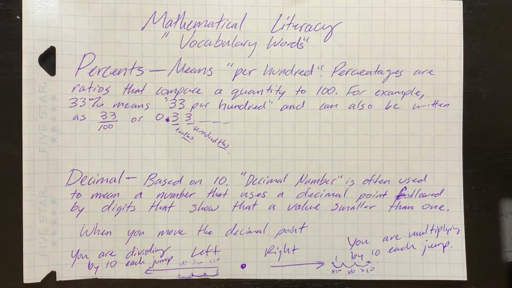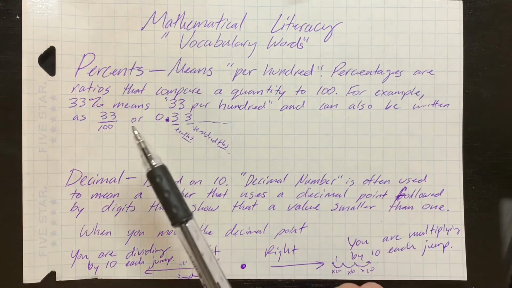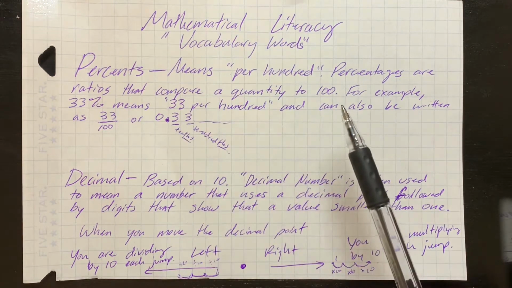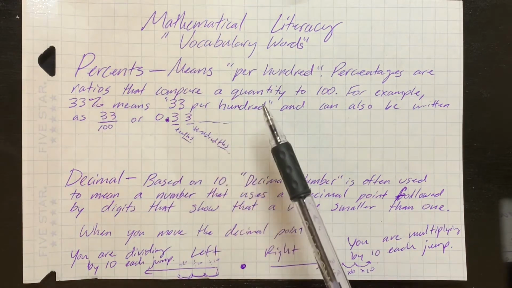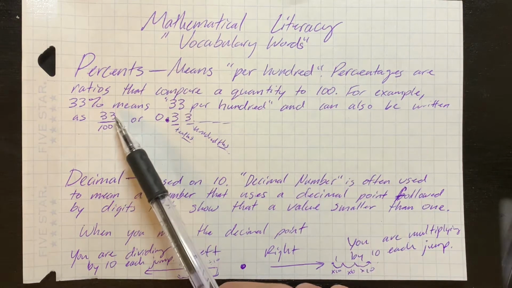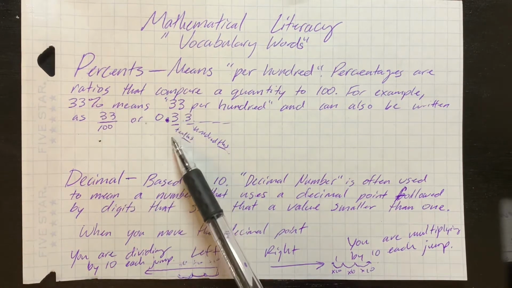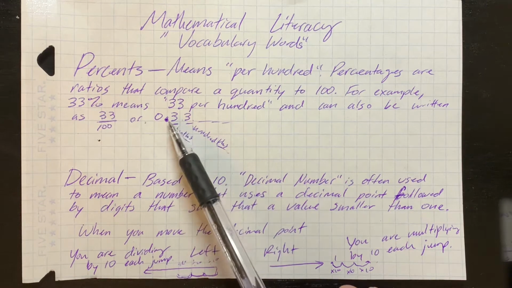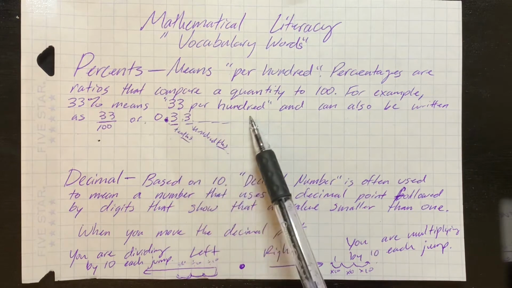All right, we're going to kick this off with our mathematical literacy. By that, I mean our vocabulary words. So just to refresh our memories, a percent means per 100. Remember that percentages are ratios that compare a quantity to 100. And for an example, we have 33%. That means 33 per 100. And that also can be written as 33 to 100, or 33 out of 100, or 33 over 100, or 33 hundredths. Remember, the decimal point, you have 3 tenths, 3 hundredths. So we have 33 hundredths as a decimal.